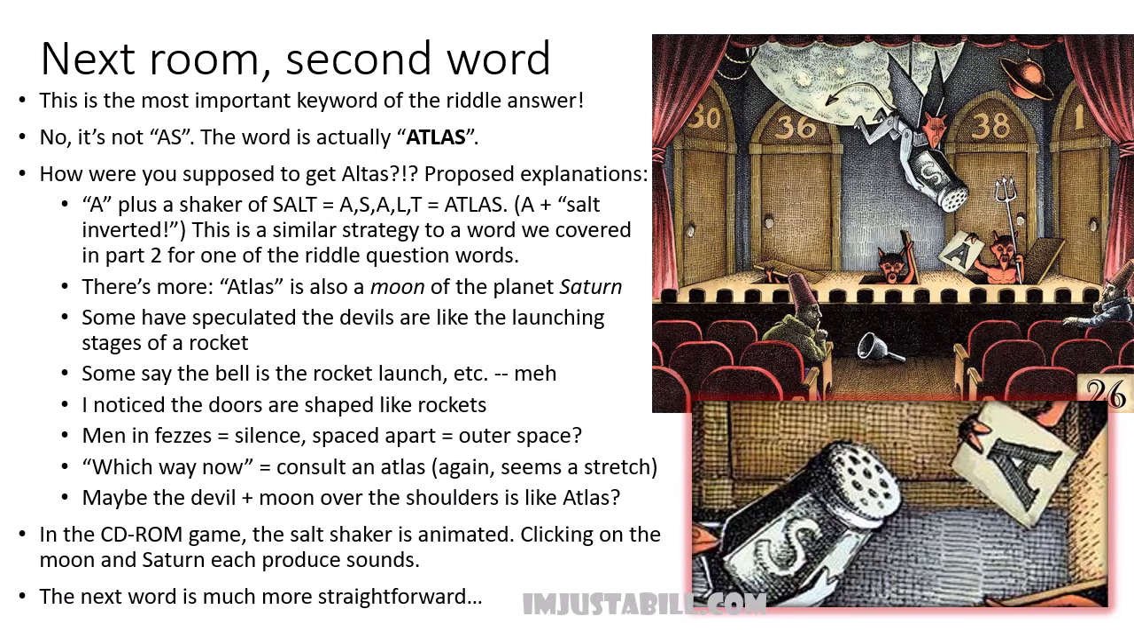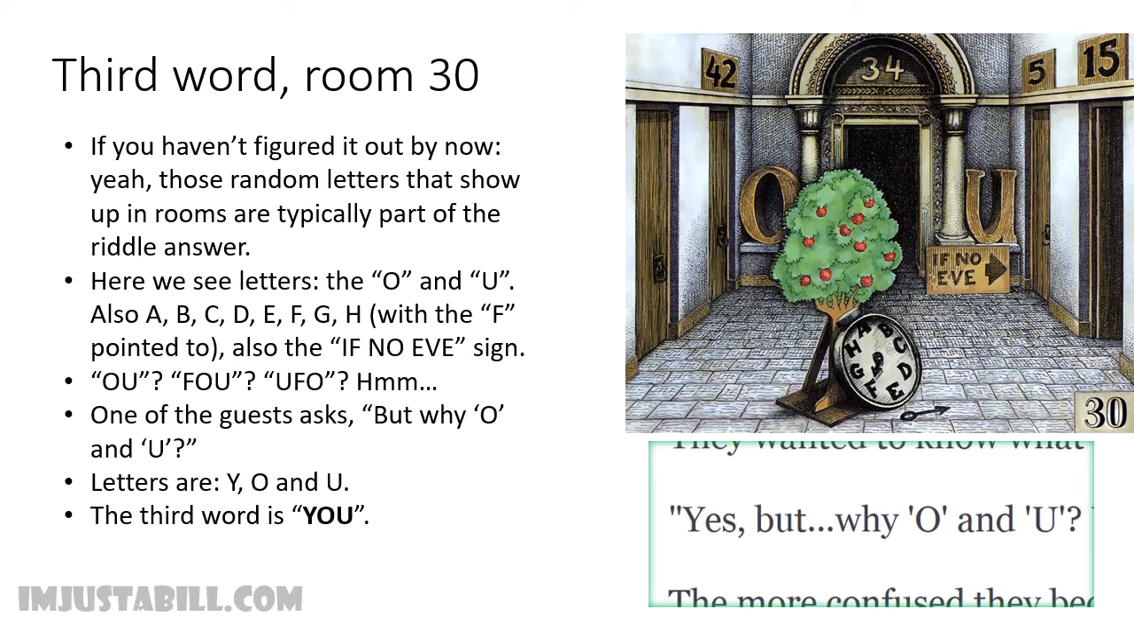Now, the next word is much more straightforward. Room 30. Well, if you haven't figured it out by now, yeah, those random letters that you may have seen in different rooms of Maze, those typically refer to part of the riddle answer. And in room 30, we do see lots of letters. There's the O and the U in the back. Also, A, B, C, D, E, F, G, H on the watch there with the F pointed to. There's also letters in the "if no Eve" sign.